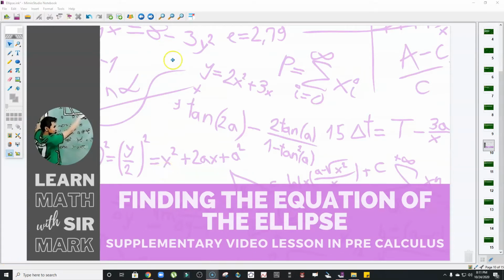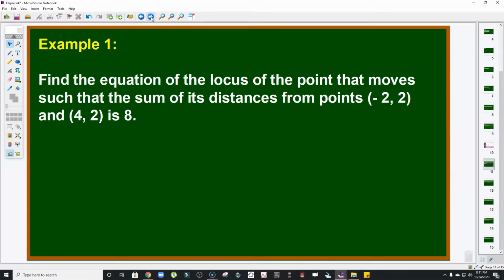Okay, so if you watched the previous video on ellipse and its properties, by now you are ready to determine the equation of the ellipse with some properties or parts given. Let's take a look at problem number 1. Find the equation of the locus of the point that moves such that the sum of its distances from points (-2, 2) and (4, 2) is 8.